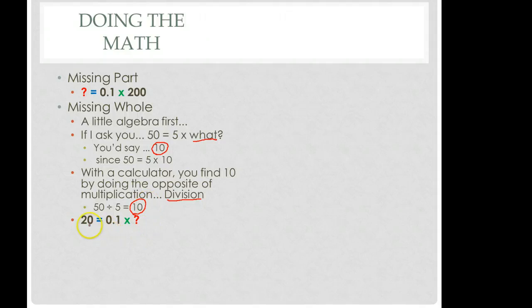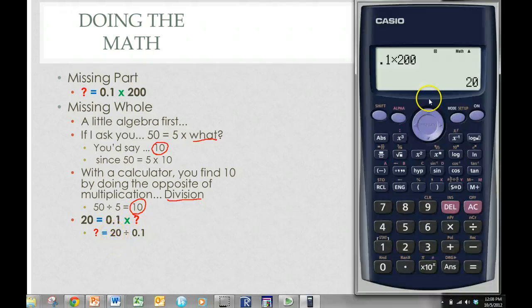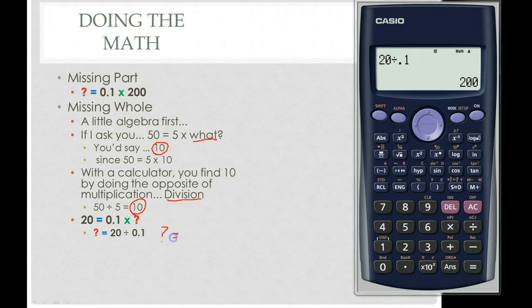So on the previous slide, I said 20 is 10% of what? I'm missing the whole. I want to know what the whole is. So I need to divide 20 by 10%. 20 divided by 10% is going to give me the whole. And so if we do that on our calculator, 20 divided by 10%, let's do that very quick. So I do 20 divided by 0.1, and I get 200. So the whole in this problem is 200.